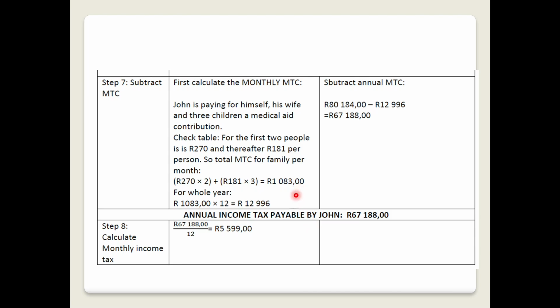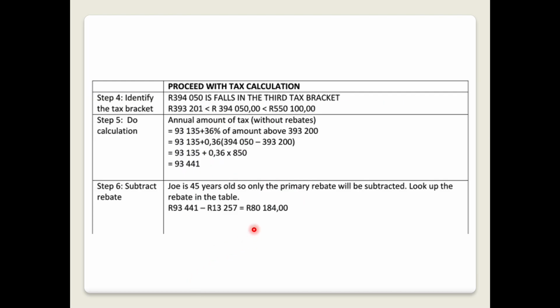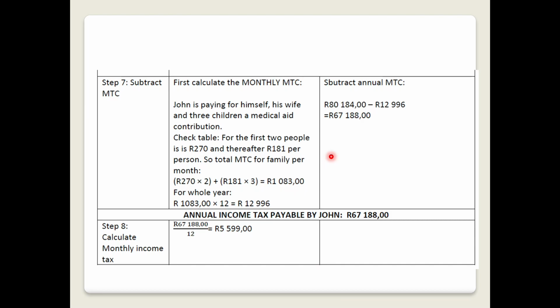Then if we go back to the previous slide, after we deducted the primary rebate, we were left with 80,184 rand. Now we are allowed to deduct the annual medical tax credit, which is 12,996 rand, and we deduct it from the tax, and we are left with 67,188 rand. And then, of course, the question asks that we work out his monthly income tax.